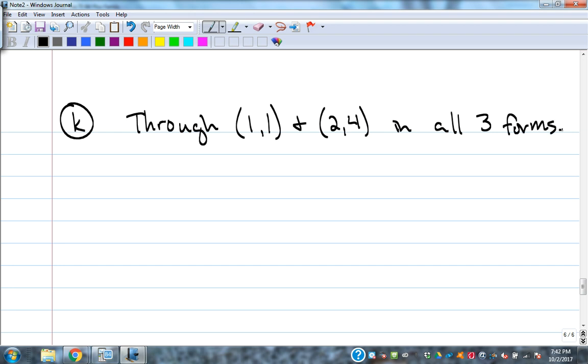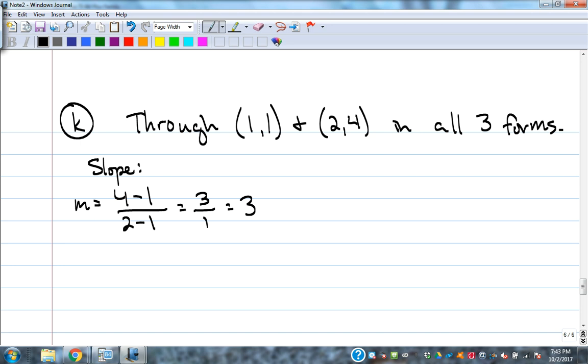Okay. If I'm going to write this equation of a line, what do I need first? I got to have a slope. So let's get the slope. 4 minus 1 over 2 minus 1. It's 3 over 1, right? Slope's 3.